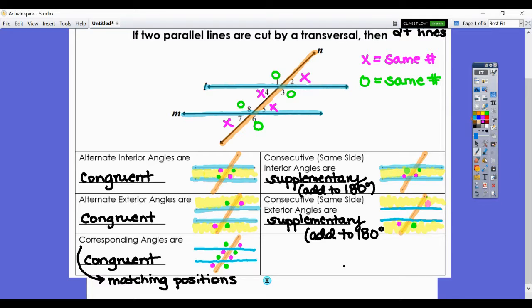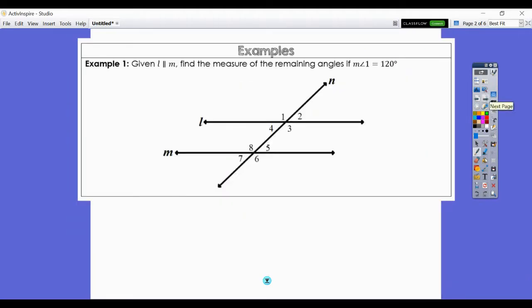Let me use the right colors. 7 and 1 in that top diagram, because they're on that same left side of their transversal in the exterior. And because they are different colors, they will be supplementary on that kind of right side here, the consecutive exterior and interior.